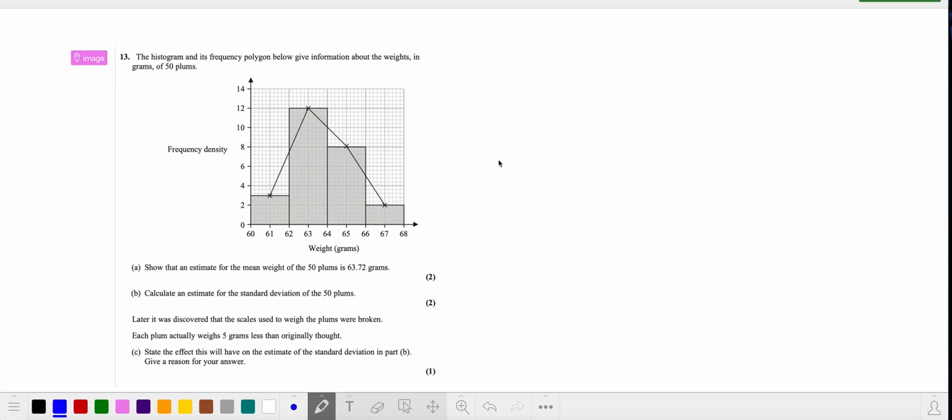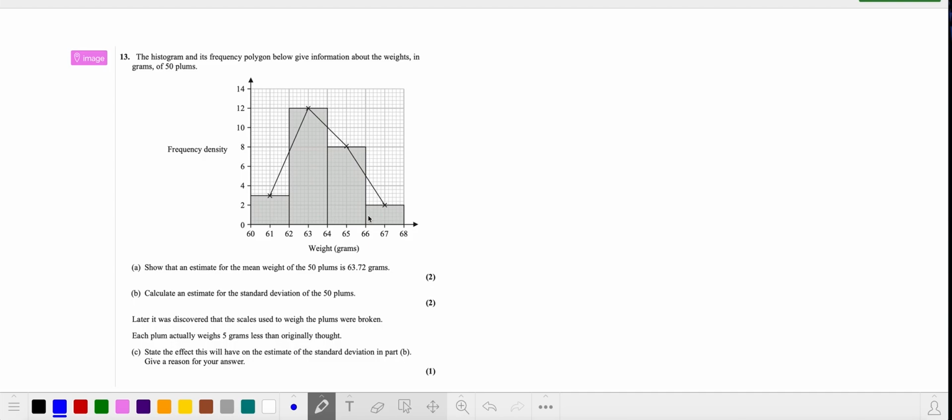Right, I'll start with the first stats question. Show that an estimate for the mean weight of the 50 plums is 63.72 grams. Start by working out the frequency of each bar, because it might be that there is a scale factor at work in this histogram.